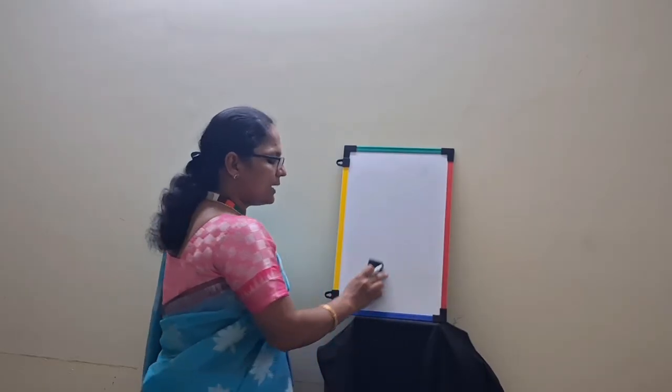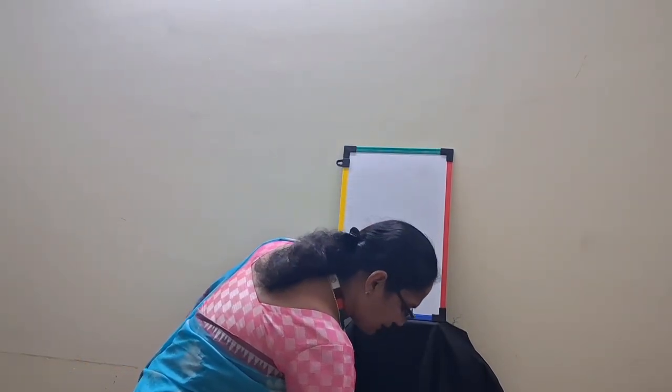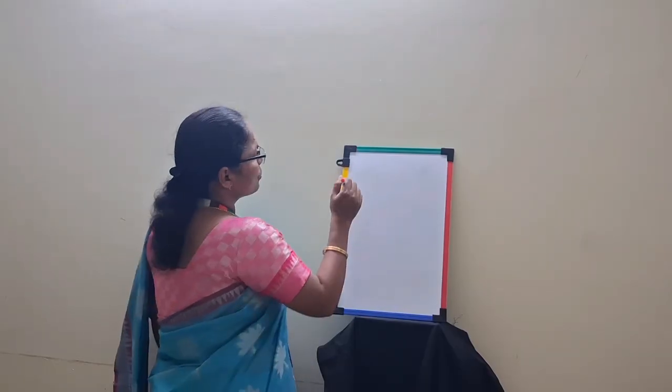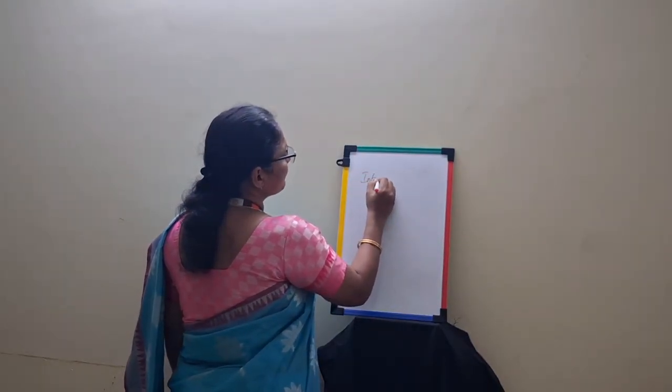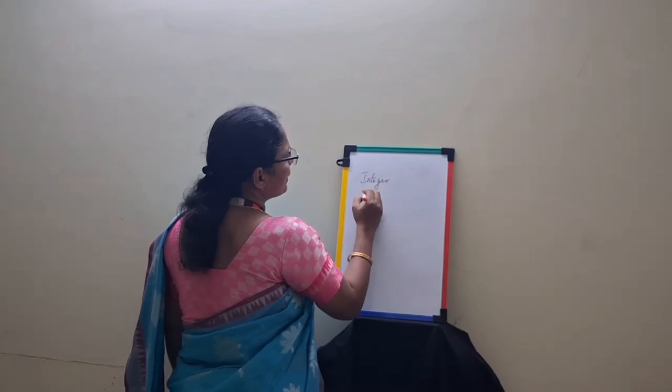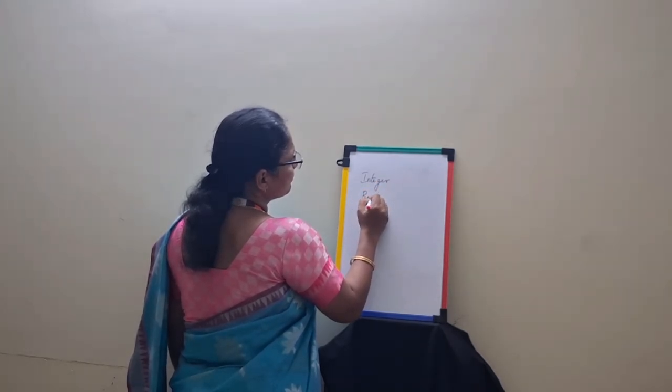So we also have different data types in Java. What are the different data types in Java? Here also we have integer. Here also we have what? We have boolean.